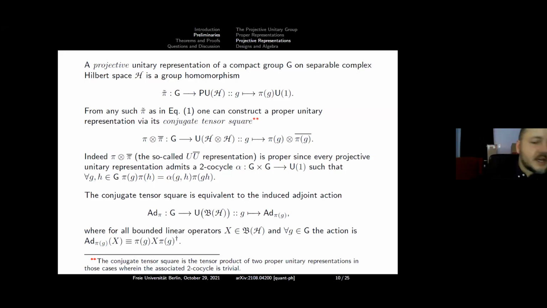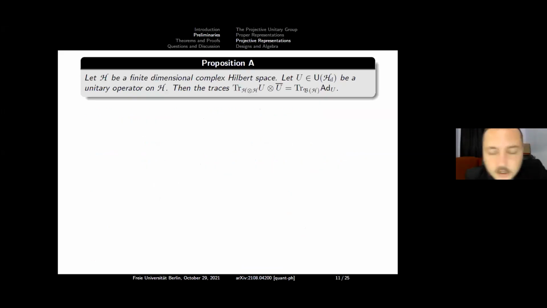So I've stated that the conjugate tensor square is equivalent to the induced adjoint action. It's going to be important for our proof, so I'd just like to prove it. I'll just show you that the characters are the same. So let H be a finite dimensional complex Hilbert space. Then these two traces are the same. Okay, so the trace of U tensor U bar is the same as the trace of Ad U. And this is really simple, so I just want to get us warmed up.